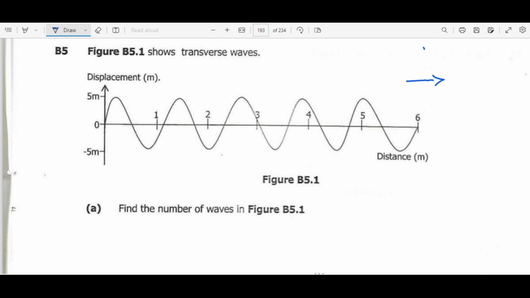So if we say we have the XY plane, and the wave is moving in the X-axis direction, then the particles are vibrating in the Y-axis direction, then the wave that we are dealing with is a transverse wave, because the angle formed between the direction and the vibration is 90 degrees. So as long as the angle between the vibration of particles and the direction of the wave is equal to 90 degrees, then the wave that you're dealing with is a transverse wave.